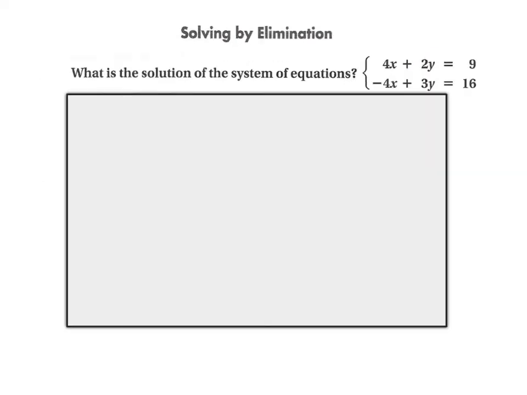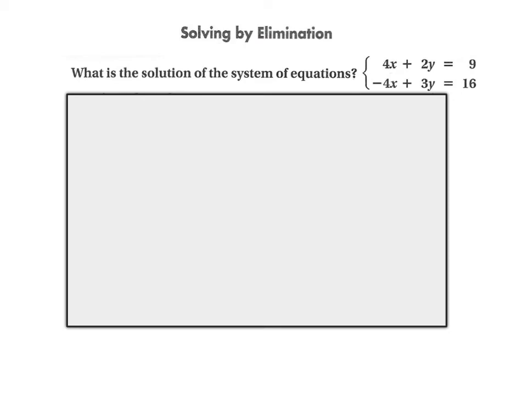Okay, so substitution is not my favorite method. I usually only use the substitution method if it starts out with one of the variables already by itself. The elimination method, which I call the addition method, is what I like to do. And the first thing you do is you line up your two equations. So your x's line up, your plus signs and minus signs line up, your y's line up, your equal signs line up, and your numbers on the right-hand side line up.